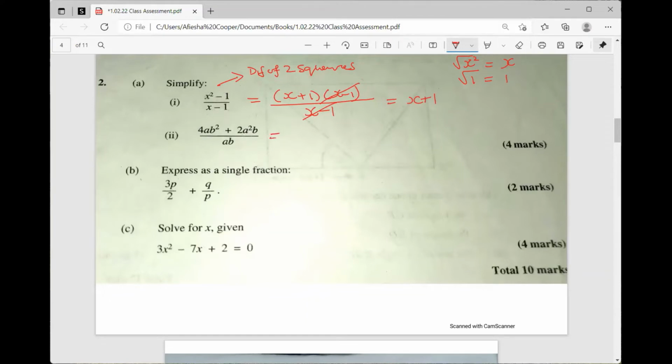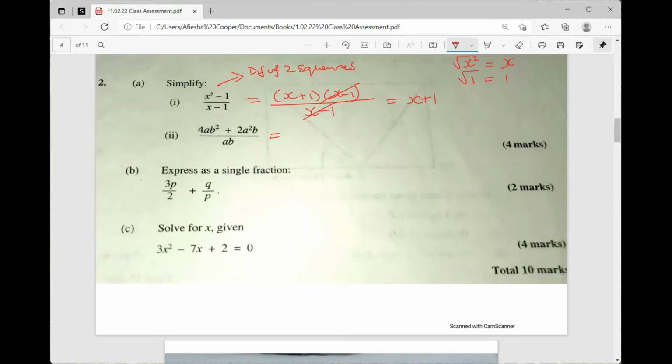So the second one now. 4ab squared plus 2a squared b. I cannot add them. They are different terms. I cannot end up with 6a cubed b cubed. No, no, no. They are different terms, so I cannot add or subtract unlike terms. So I could do 2 things.